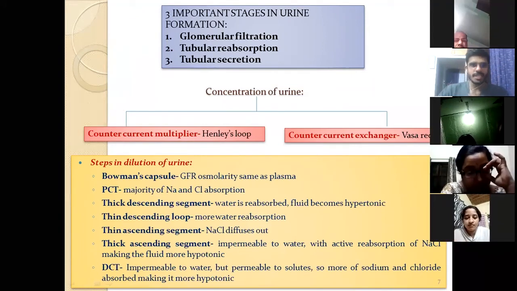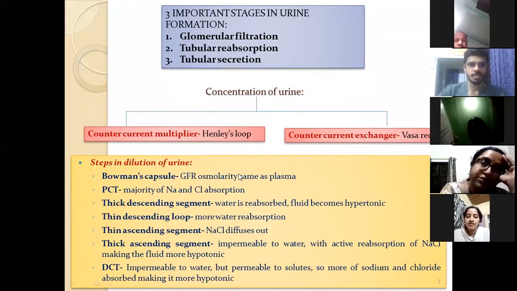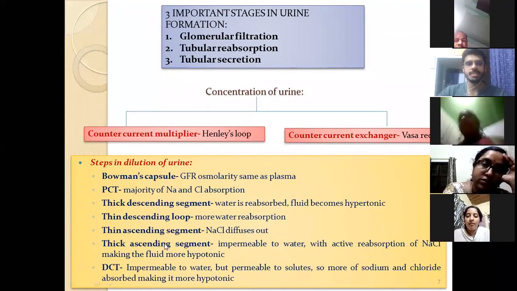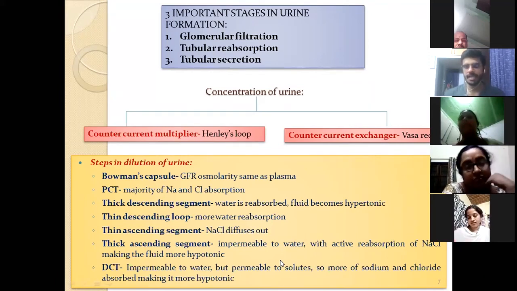Okay, so then you have sodium and chloride diffusing out. Most important thing you have to remember here is the thick ascending segment of the loop of Henle and the DCT are impermeable to water. Impermeable to water. So once water reaches the thick ascending segment of the loop of Henle or the DCT, that water is going to be excreted. That will not be reabsorbed again. It is impermeable to water.